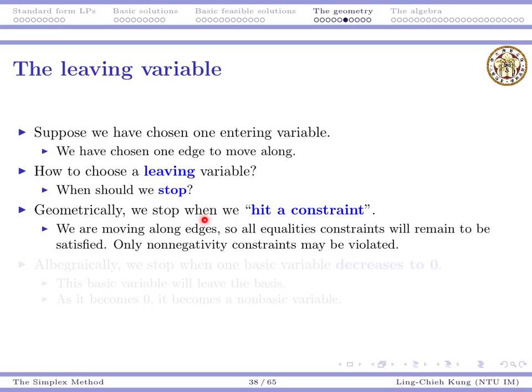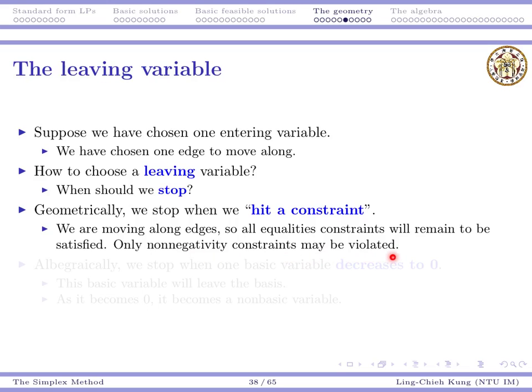Geometrically, we stop when we cannot go any further, right? When we hit a constraint. So we move along edges so that all equality constraints remain satisfied. Only non-negativity constraints may be violated, right? So when do we know about hitting a constraint?